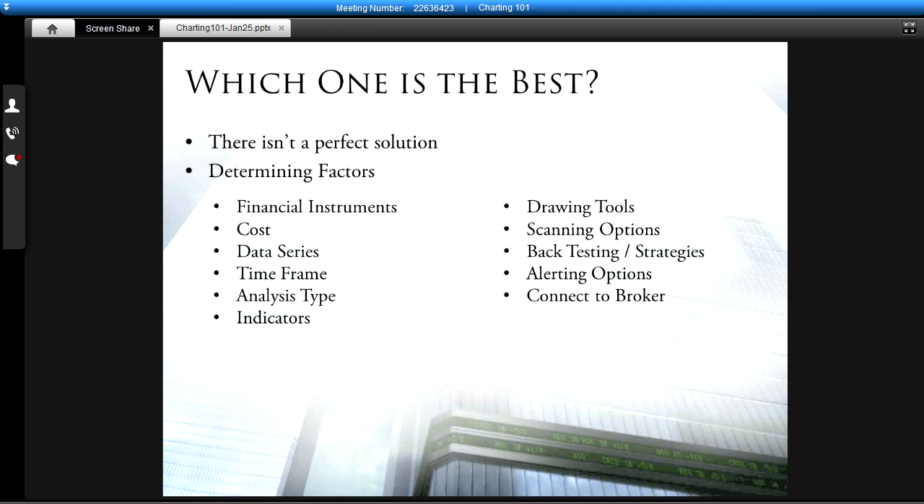Obviously the biggest one is the financial instruments. If you're a futures or forex trader, not all stock chart software is going to provide that ability to plot that information for you. Cost, some are free, some cost hundreds of dollars. It all depends on the features that you want and what you need for your trading style.